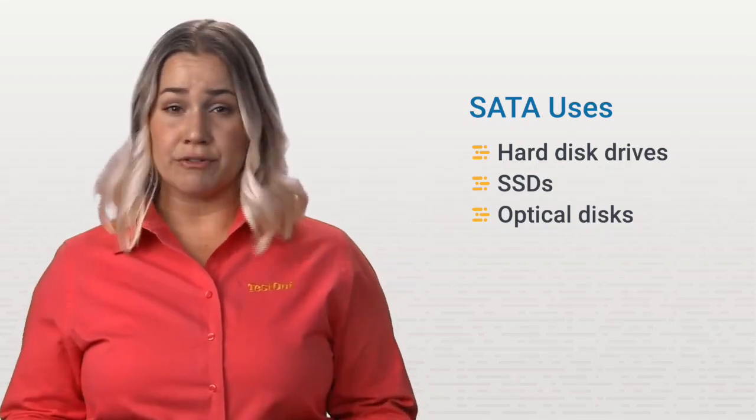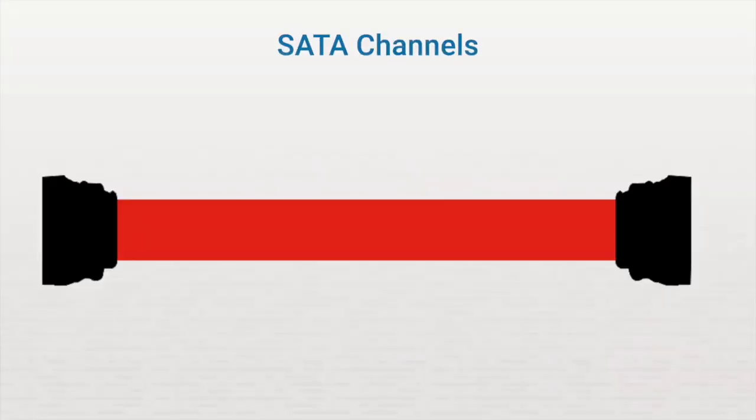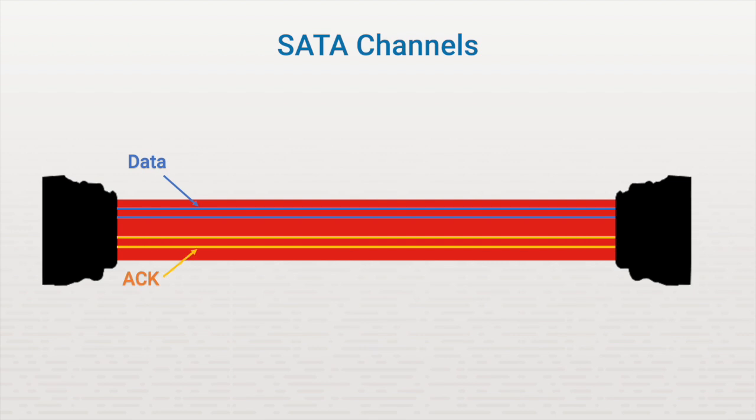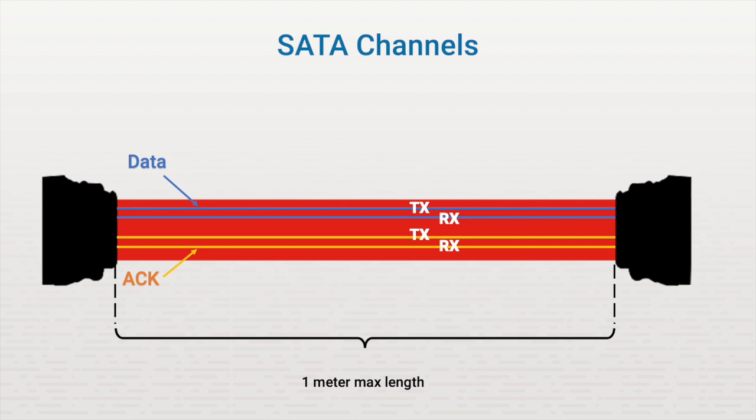SATA uses a serial bus architecture, which is quite different from earlier storage interfaces. A SATA bus is composed of two different channels, each consisting of two wires. One channel is used to transmit data, the other one is for acknowledgements. Within each channel is a transmit wire and a receive wire. There are also several other grounding wires within the cable, but they're not shown here. SATA cables can be up to 1 meter in length.